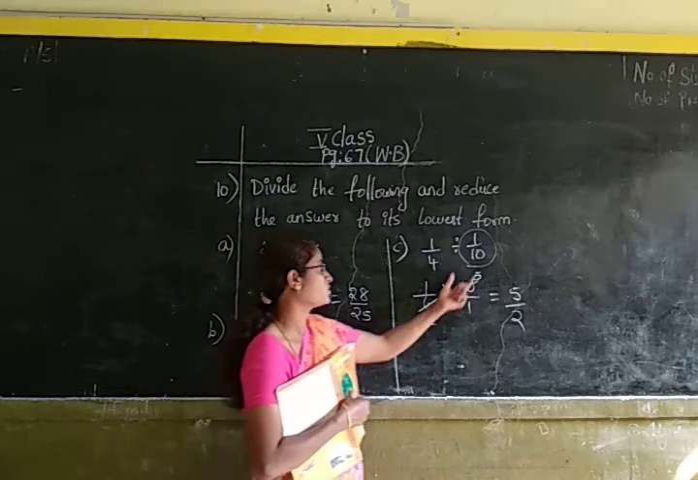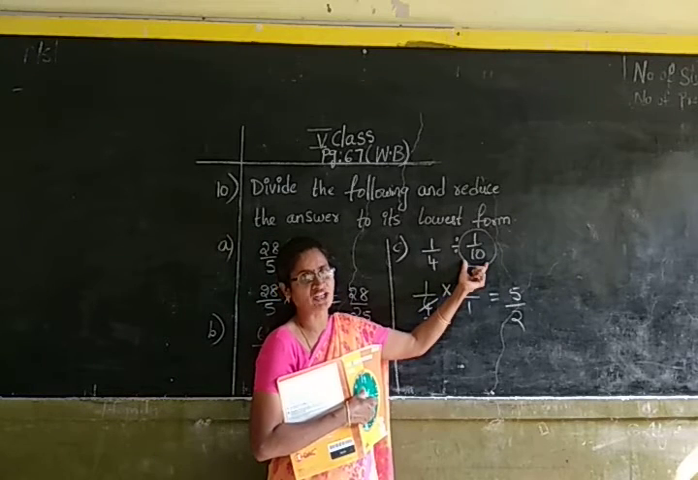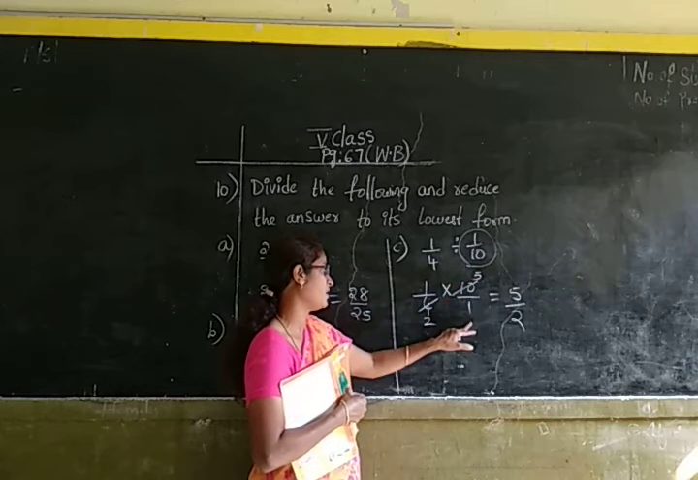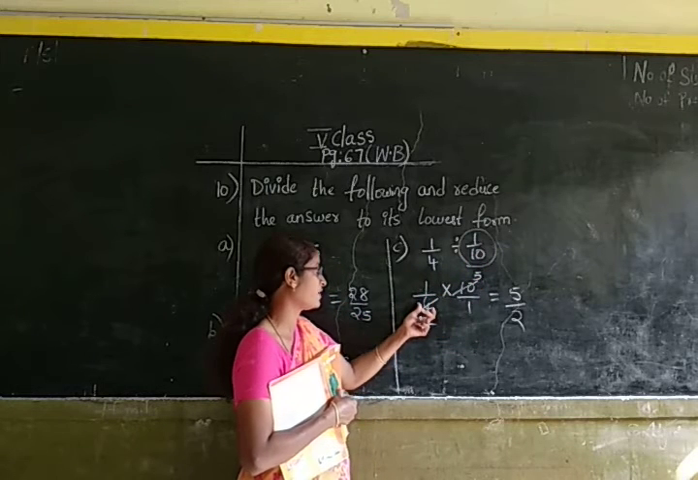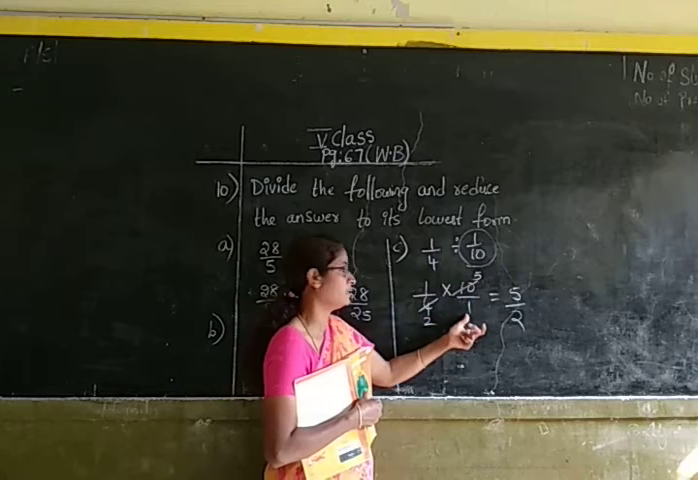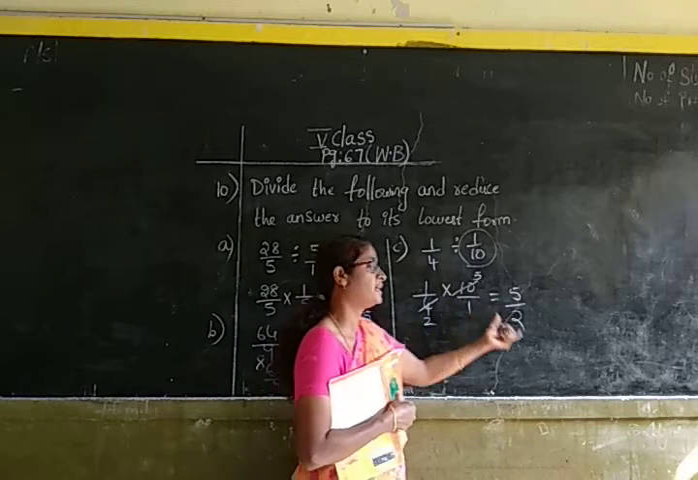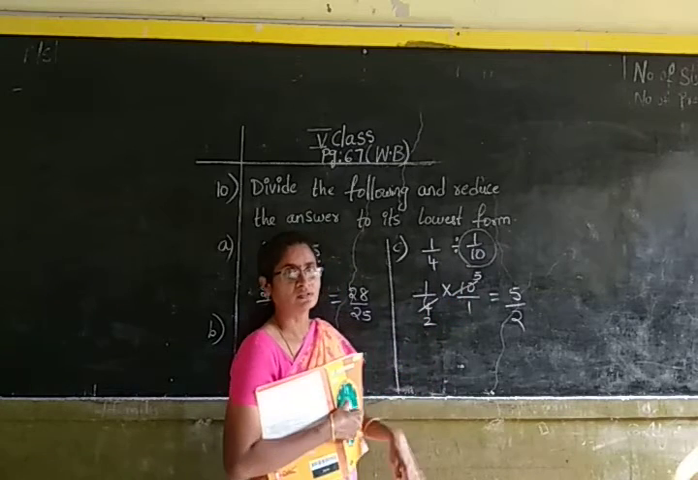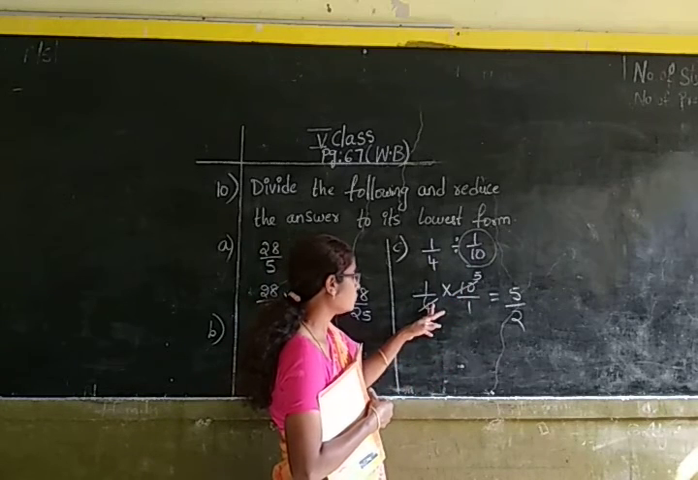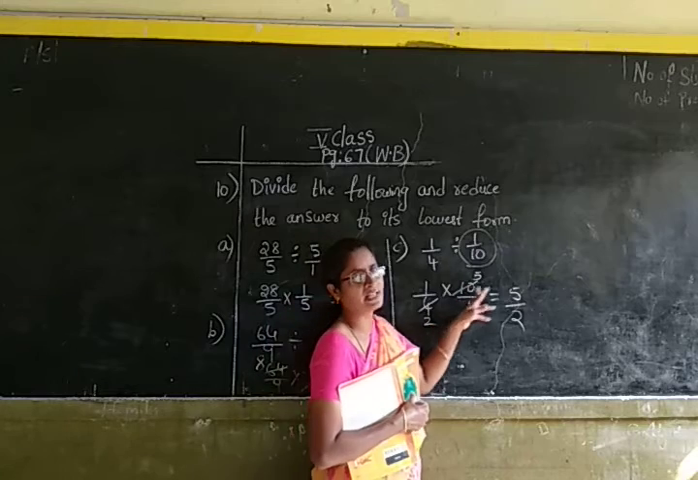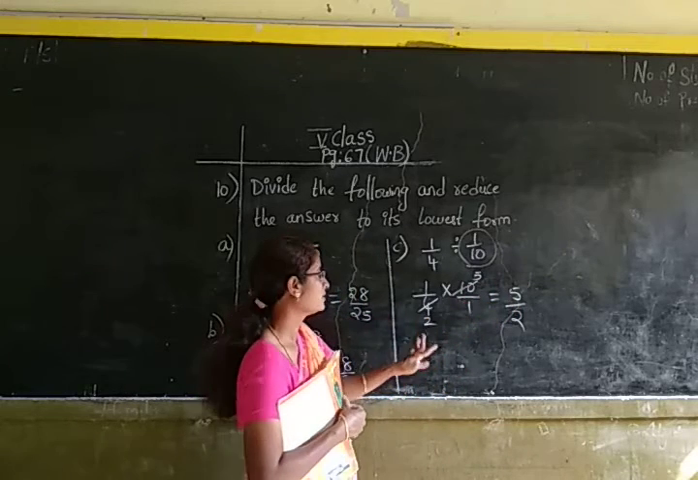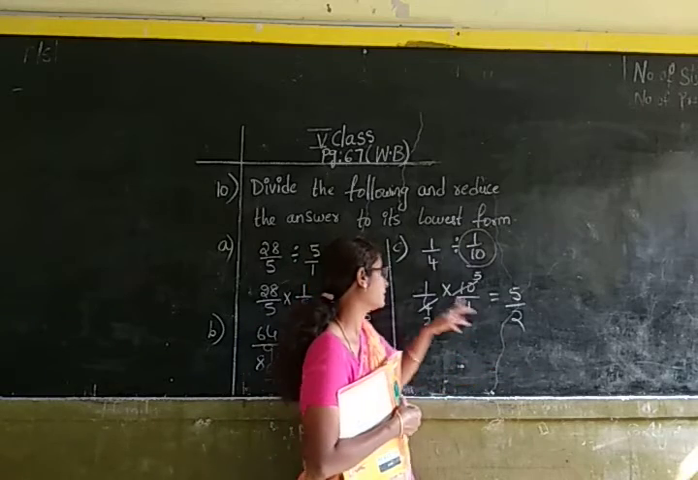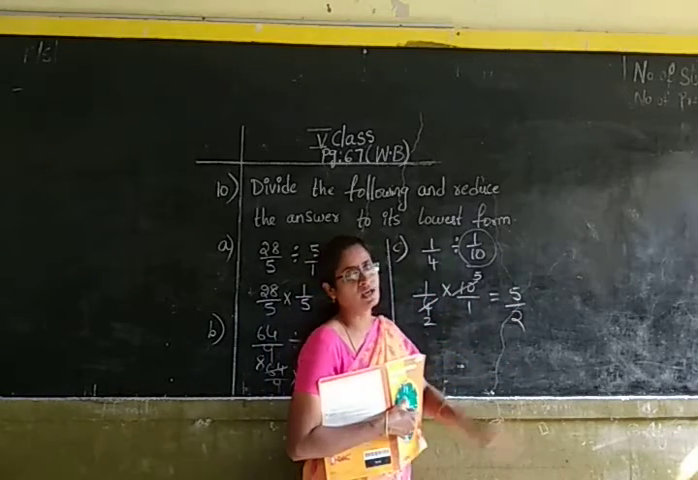Did you understand children? First you have to write the reciprocal of the second fraction and then multiply it with the first fraction. Here the reciprocal of 1 by 10 is 10 by 1. So 1 by 4 into 10 by 1. You have to reduce the fraction and then multiply. 4 and 10 are in the 2 table, so I will cancel them. 2 goes in 4 2 times. 2 goes in 10 5 times. Now I will multiply the numerator with numerator and denominator with denominator. 1 fives are 5. 2 ones are 2.